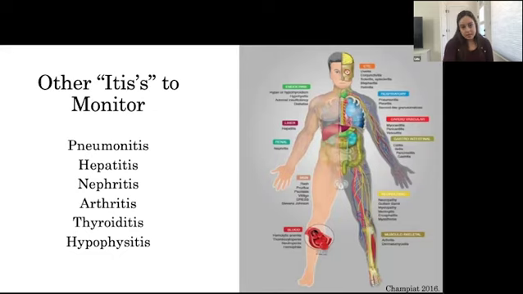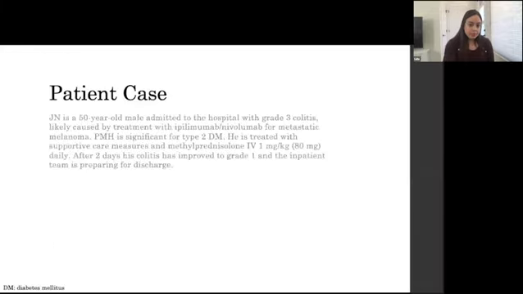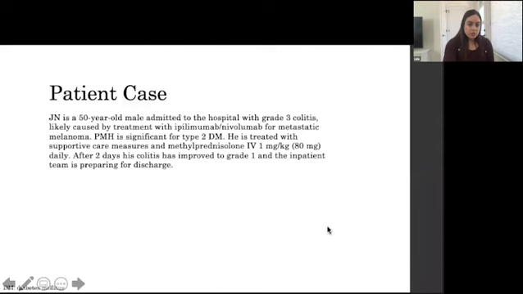So in summary, there are many side effects to watch out for here. And nurses play, of course, an essential role. I'm going to stop here and go to a patient case to summarize our immunotherapy section.